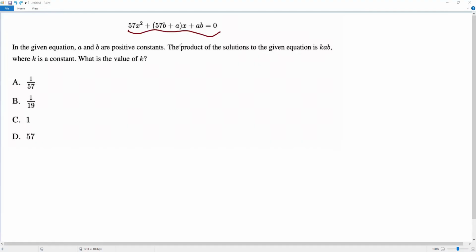Here we have a quadratic equation in standard form, that is ax squared plus bx plus c equals 0. We know that there are two solutions for a quadratic equation. We have two values for x in a quadratic equation.